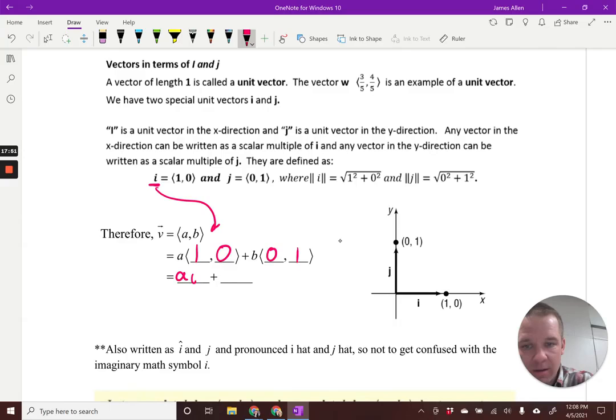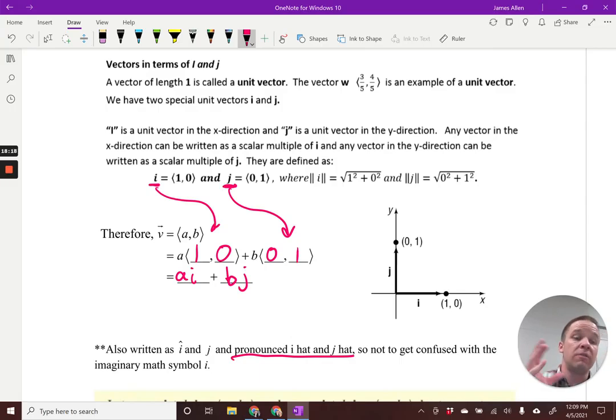So I'm going to have a i, and then I would have, substituting in the j for this spot here, this is 0, 1, right? The unit vector in the y direction. I'm going to have b j. So that's my general form when writing it that way. Sometimes you'll also see them written with a little hat over them, so i hat, j hat, so that way you don't get it confused with the imaginary i.